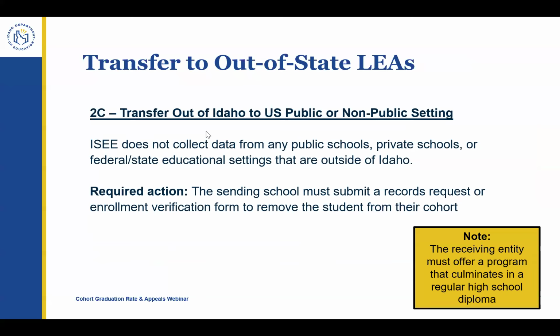For exit code 2C, the same process applies to students who transfer to an out-of-state LEA. You'll submit a records request or enrollment verification form from the receiving school. And once again, the entity must offer a path to a regular high school diploma, and it may be worth your time to contact them if this is unclear.